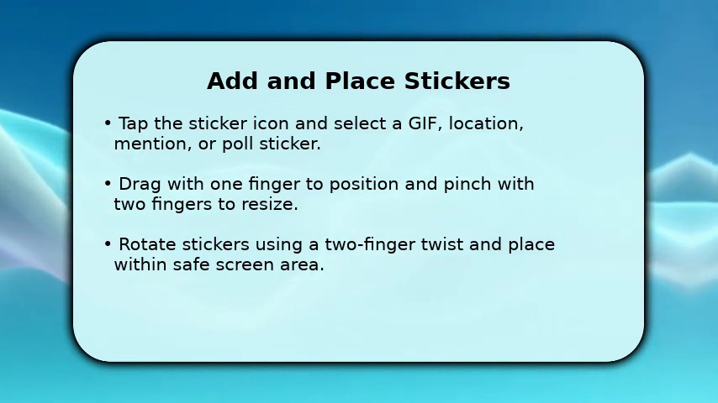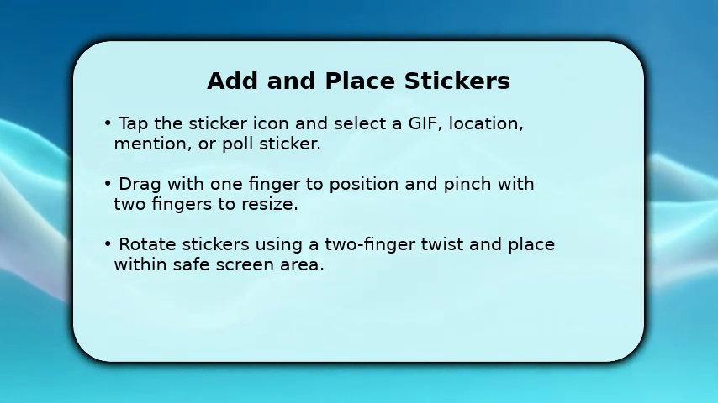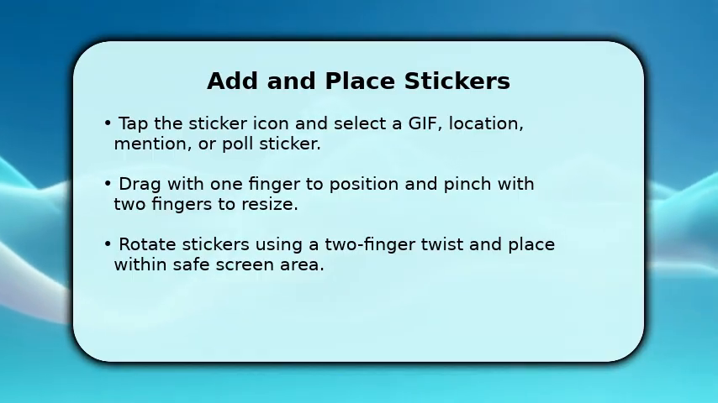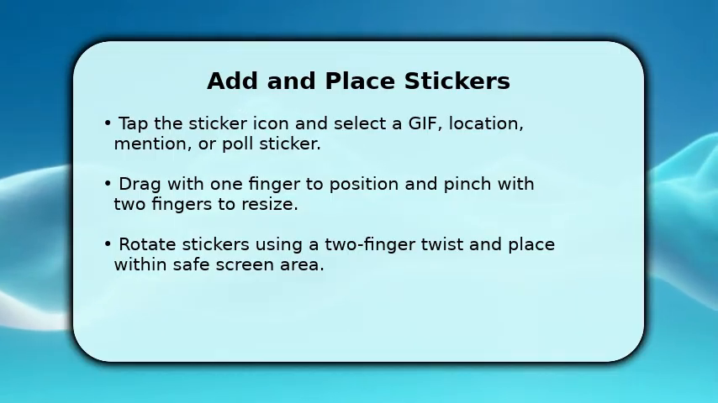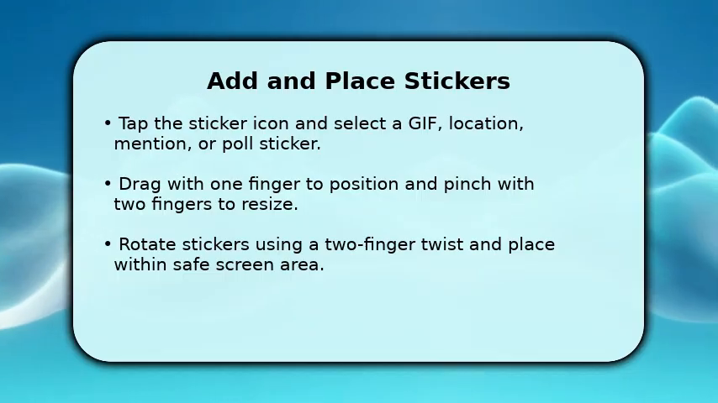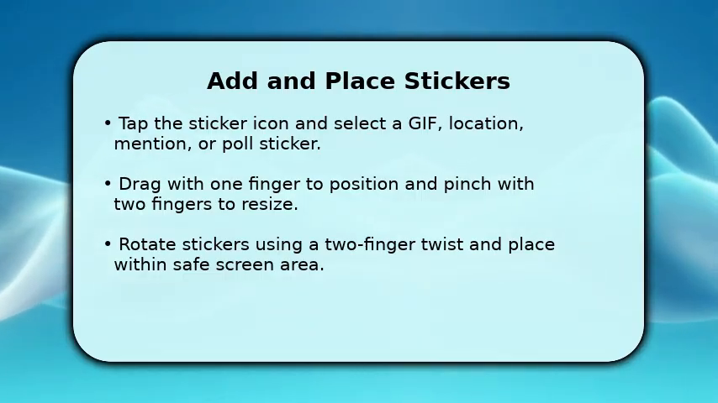Drag with 1 finger to position and pinch with 2 fingers to resize. Rotate stickers using a 2-finger twist and place within the safe screen area. Double tap some stickers to cycle styles and colors instantly. Use the grid and edges to align stickers visually and avoid important parts of your photo.